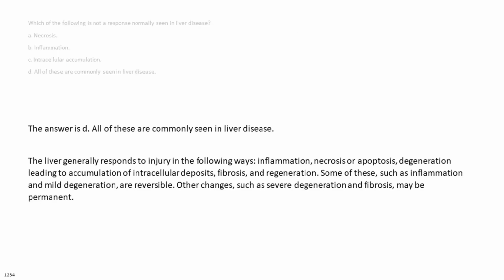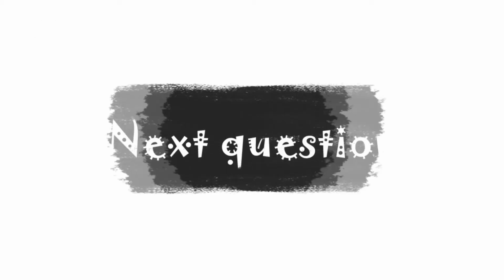The answer is D. All of these are commonly seen in liver disease. The liver generally responds to injury in the following ways: inflammation, necrosis or apoptosis, degeneration leading to accumulation of intracellular deposits, fibrosis, and regeneration. Some of these, such as inflammation and mild degeneration, are reversible. Other changes, such as severe degeneration and fibrosis, may be permanent.